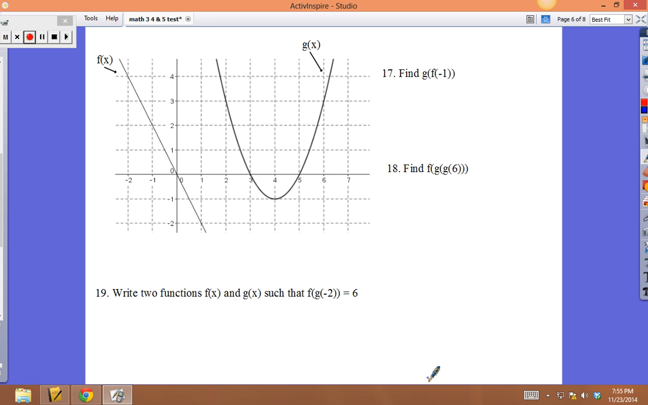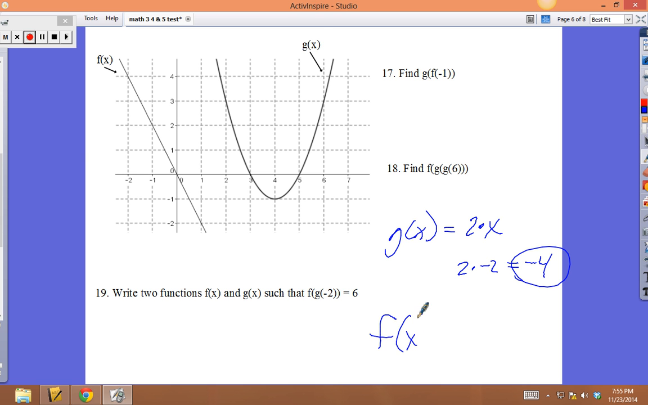19. Okay, 19, there are multiple answers. You have to make up your own, as long as the answer is 6. So let's take negative 2 and plug it into g. If I say g of x could be this. g of x could be 2 times whatever you want to plug in. Now, if I plug in a negative 2, 2 times a negative 2 equals a negative 4. Now, I have to take that negative 4, and I have to plug it into f.